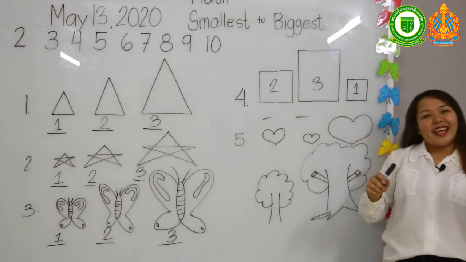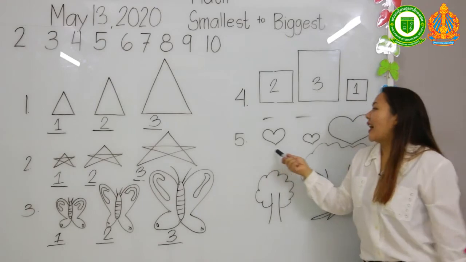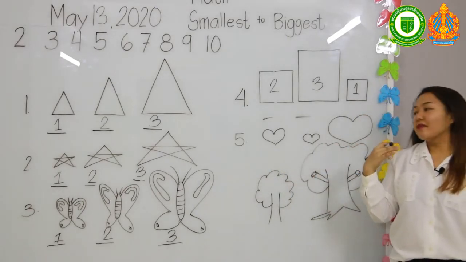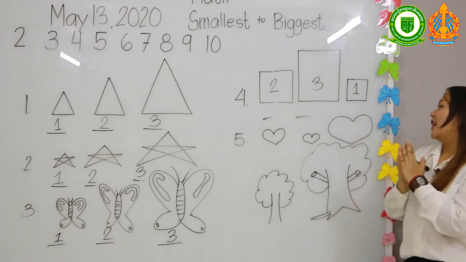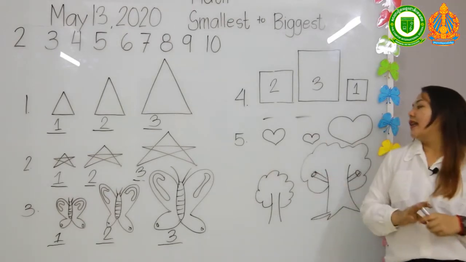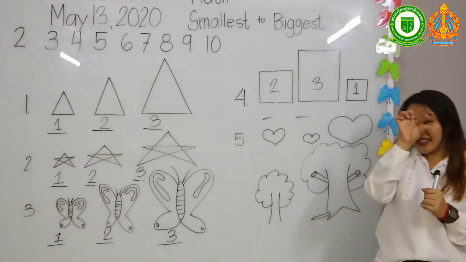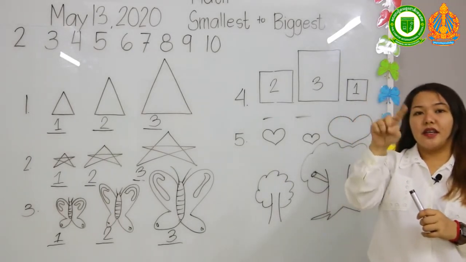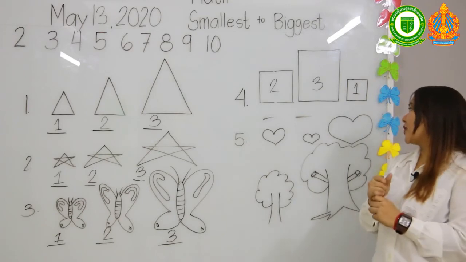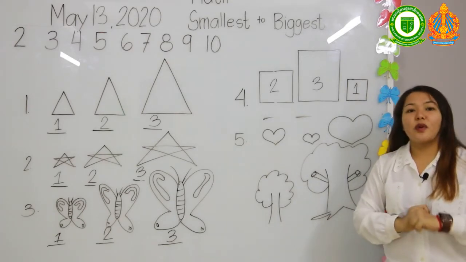Okay, so let's have one more. Okay, I draw here hearts. If you still remember your hearts, this is the shape of a heart. Now, which one is the smallest? Use your finger to point to your answer. Which one is the smallest?